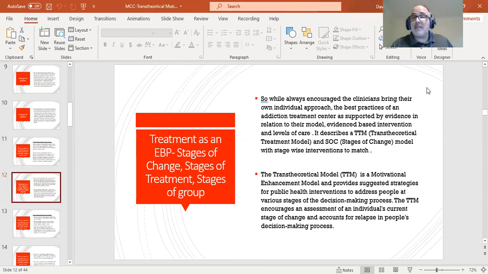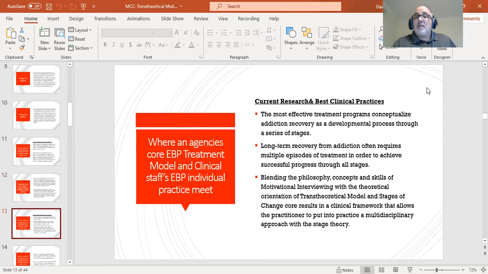The Transtheoretical model is a motivational enhancement model and provides suggested strategies for public health interventions to address people at various stages of the decision-making process. The TTM encourages an assessment of the individual's current stage of change and accounts for relapse in people's decision-making. So anybody who's familiar with the stages of change will know that relapse is part of it. We're going to get into that a little further down the road here. The most effective treatment programs conceptualize addiction recovery as a developmental process through a series of stages. Long-term recovery from addiction often requires multiple episodes of treatment in order to achieve successful progress through all stages.